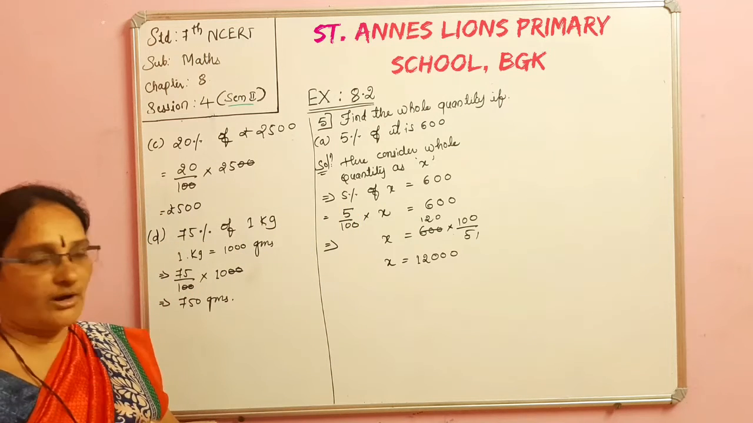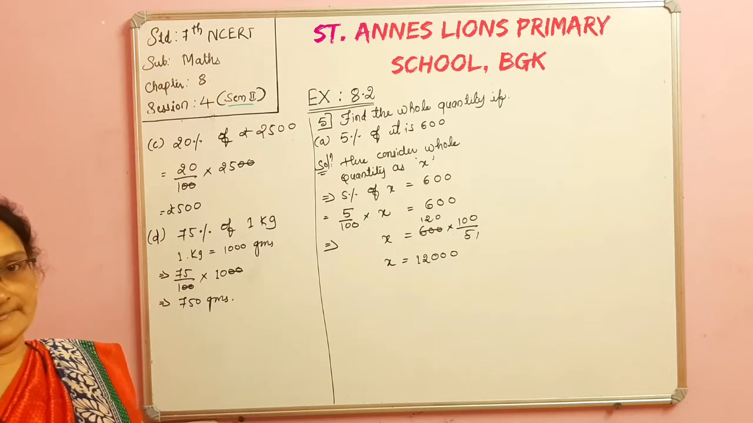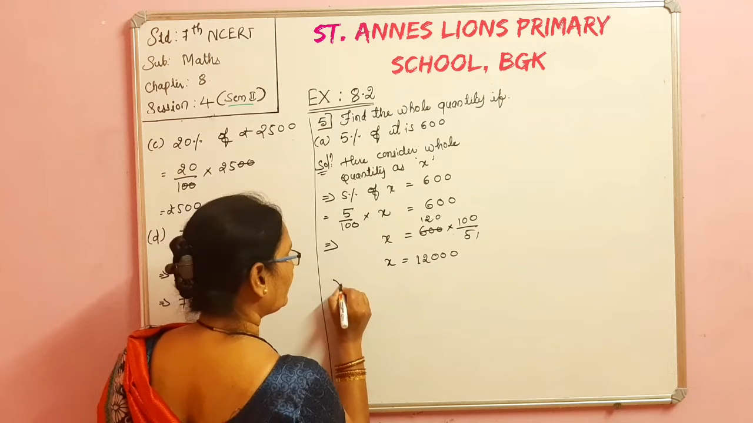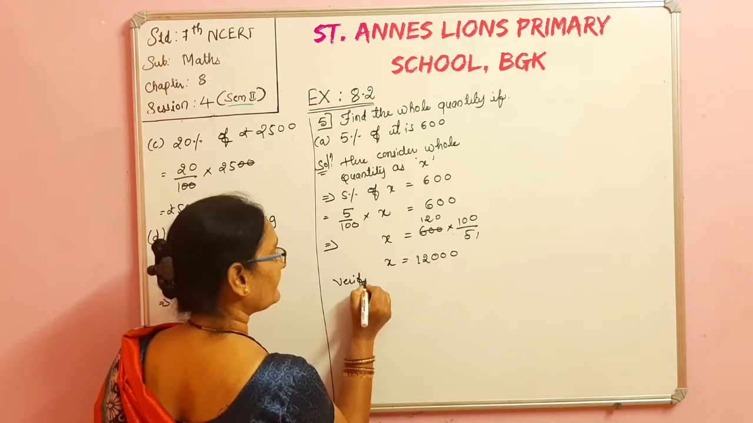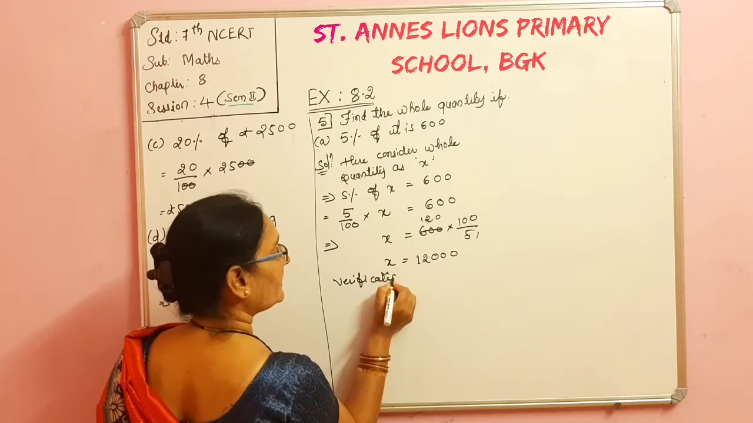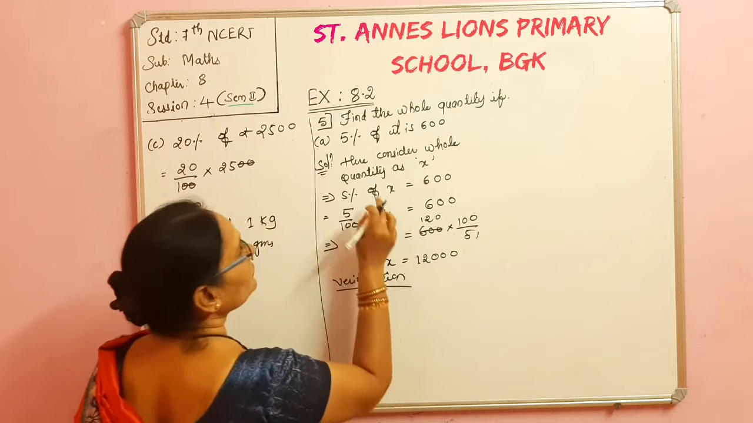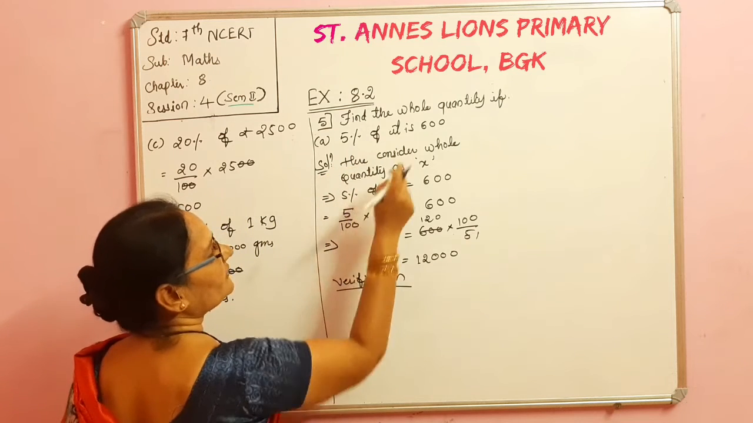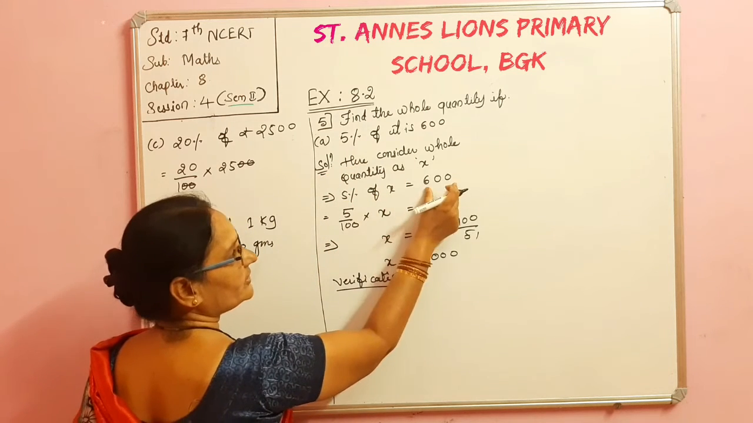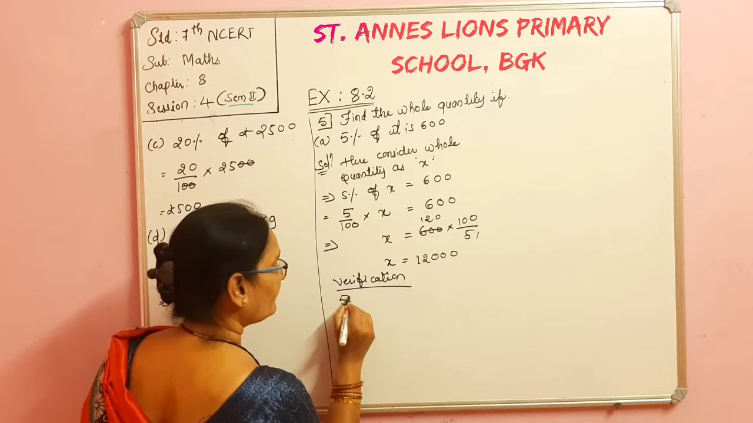12,000. If you want, you can verify this. How to verify? See here, verification. If you want, you can verify it. How to verify? 5% of x here. This we have to take. We have to get the answer 600.